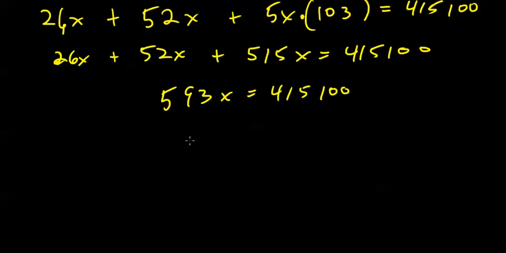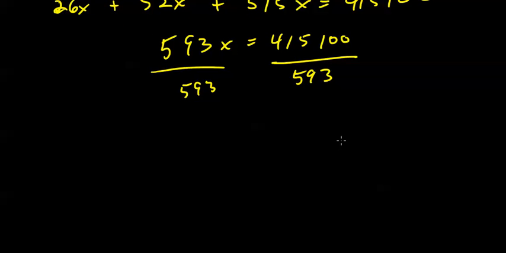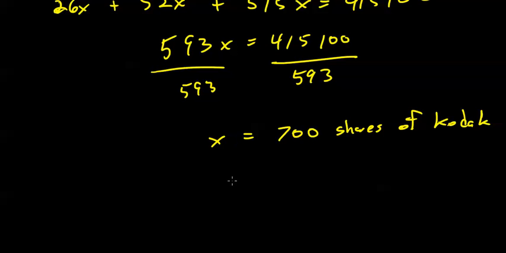Now I'll divide both sides by 593, and I'm hoping we get a whole number out of this. I get my calculator out, and yes we do. I get x equals 700 shares of the Kodak stock. Then, what about the Coca-Cola stock?